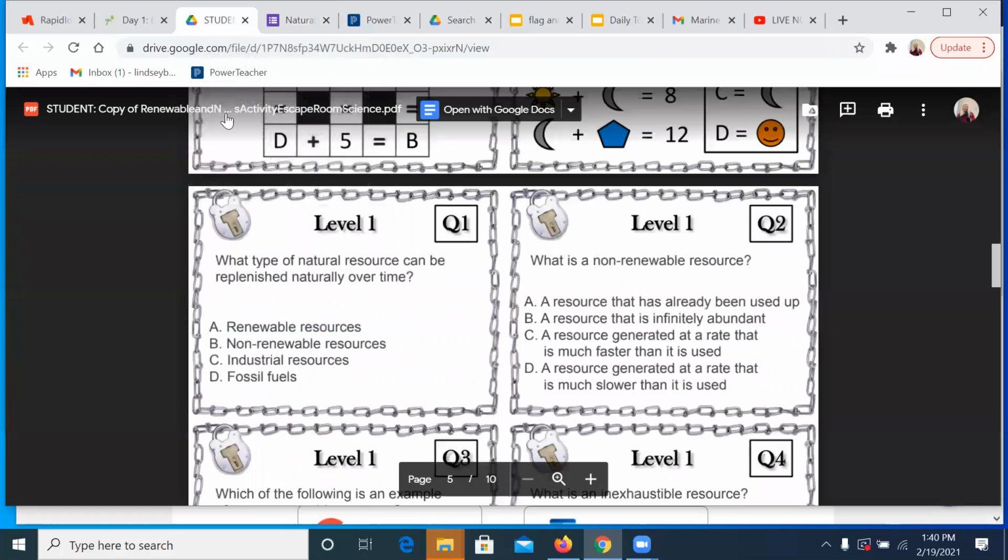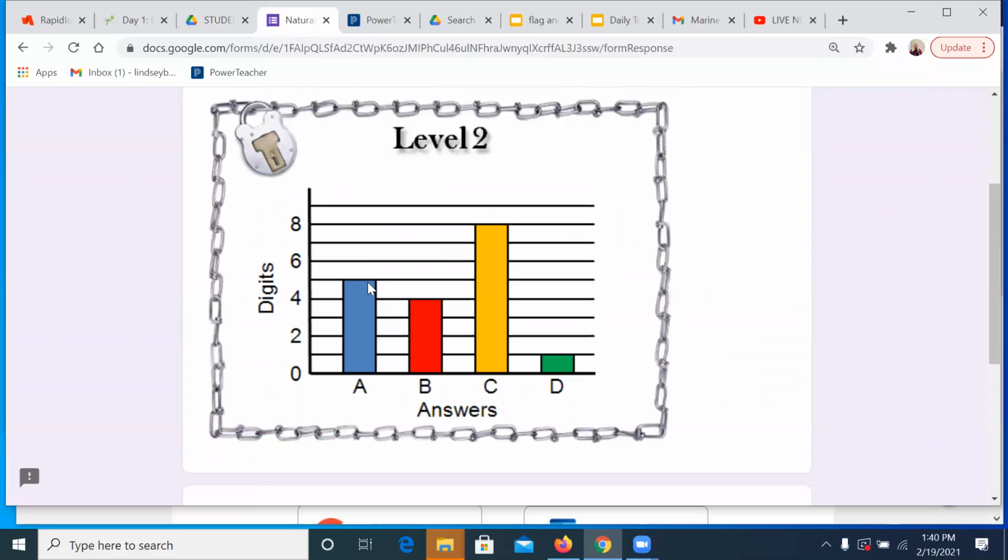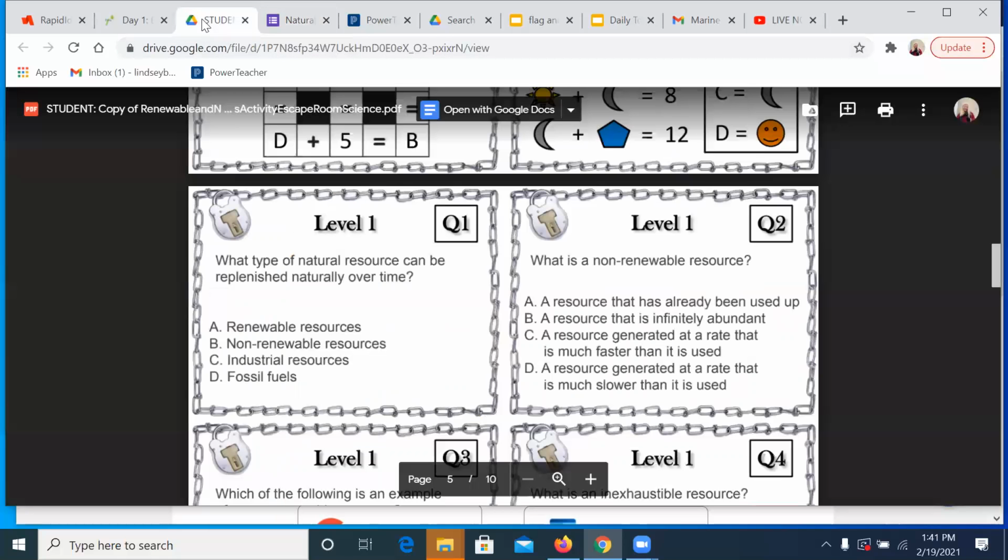Each level comes with a different decoder, so like this is level 2's. That means that if you get an A and you're on level 2, the number you put in is 5, B a 4, C an 8, or D a 1.